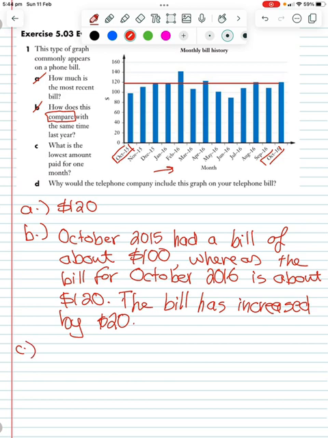C is what is the lowest amount paid for one month. So I'm going to say this is probably my lowest. I'm going to draw my line across. Now, I've drawn that a little bit low, but I would say it's about halfway between the 80 and the 100. So I'd say it's $90, and if we go down to our month, it's June 2016.